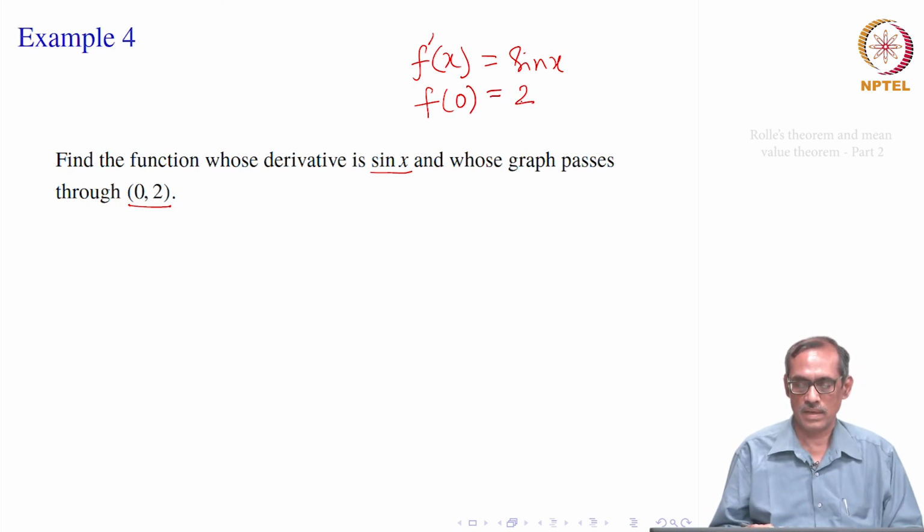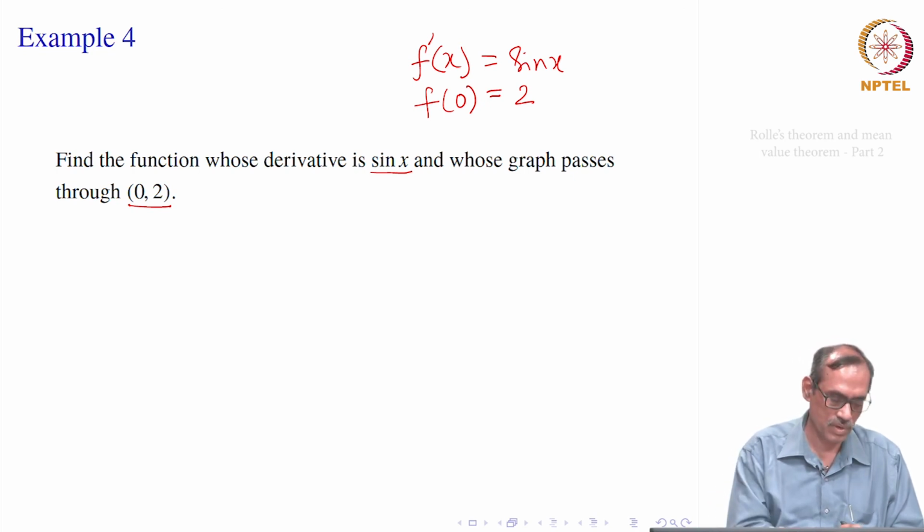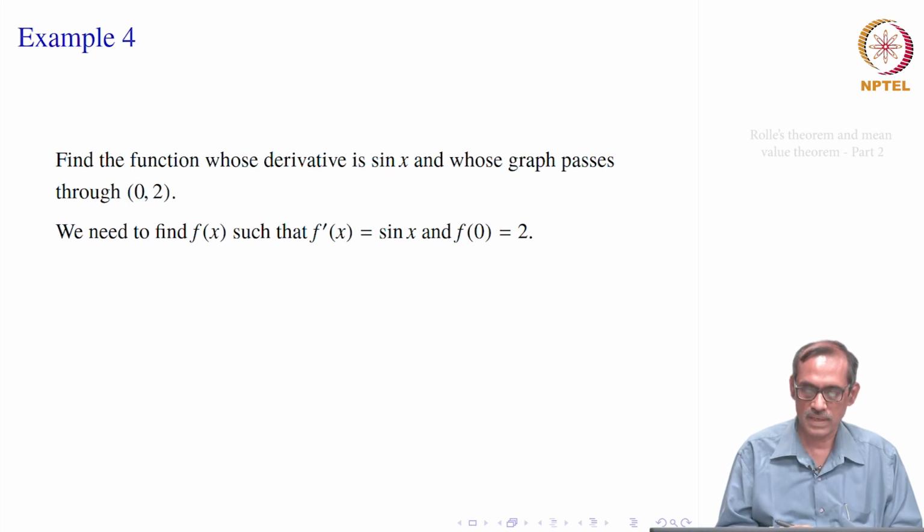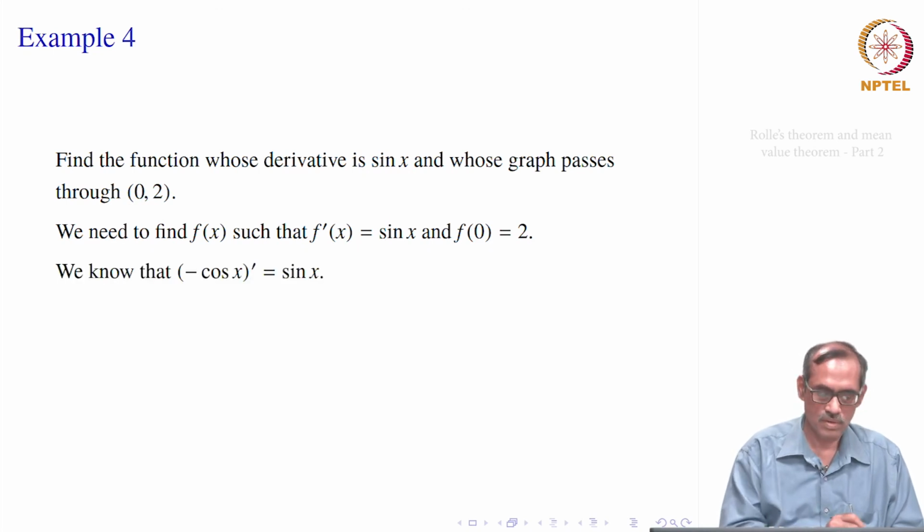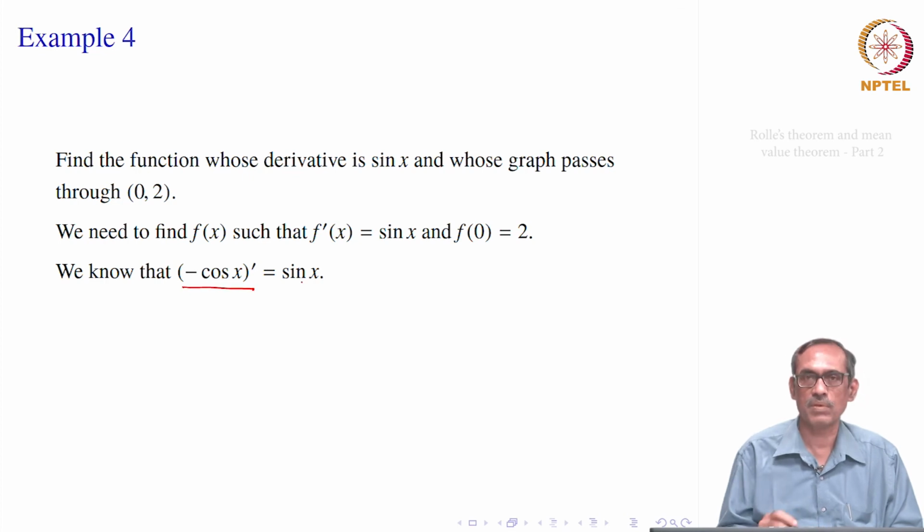Fine. So, what do we do? We apply our earlier result, which was a corollary of mean value theorem, that if two functions have the same derivative, or say the derivative of the difference is 0, then they will differ by a constant. So, first we have to see what is a function whose derivative is sin x. Of course, we know it is cos x, right. So, what do we do? We know that the derivative of minus cos x will be equal to sin x.